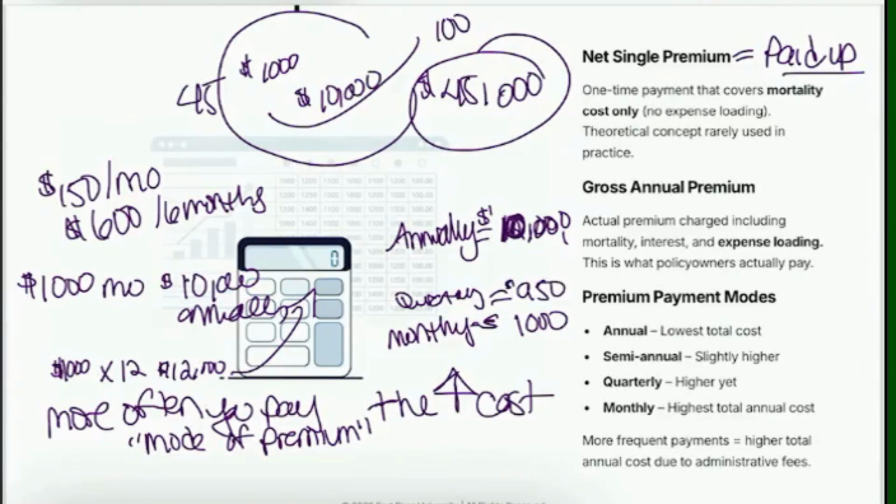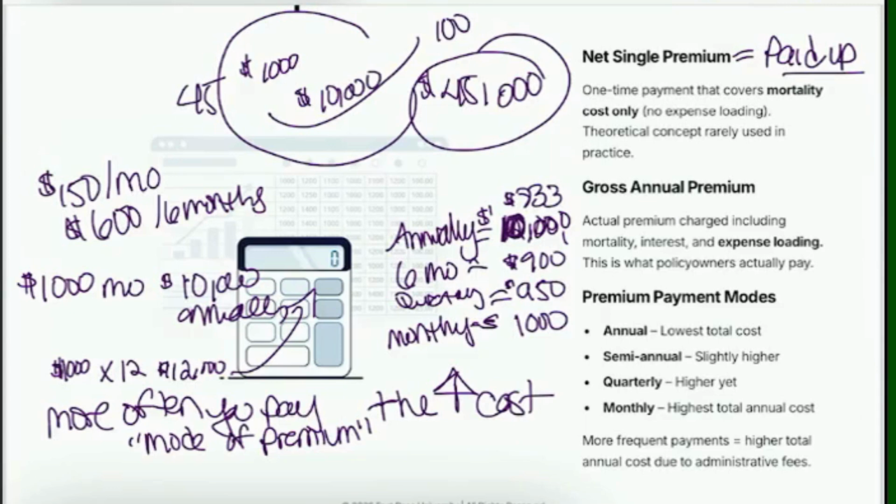I don't know what the math is for 10,000 divided by 12. I guess I'm going to do it right now. So 833. And if it's every 6 months, semi-annually, maybe it's 900 a month, right? So you're getting a discount for them having to process it less often.